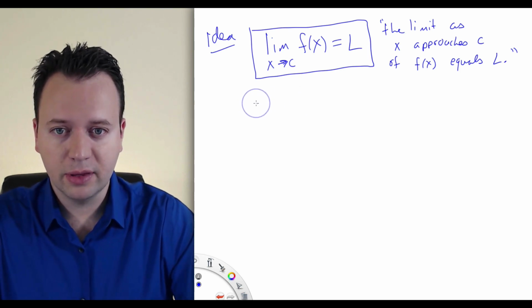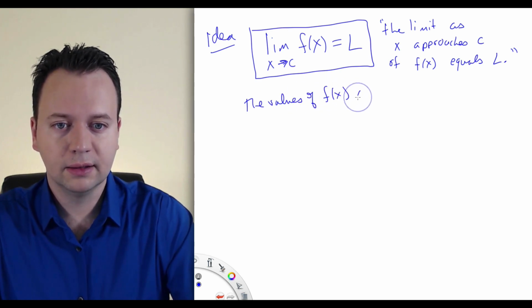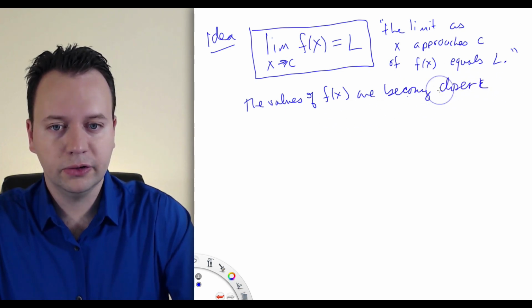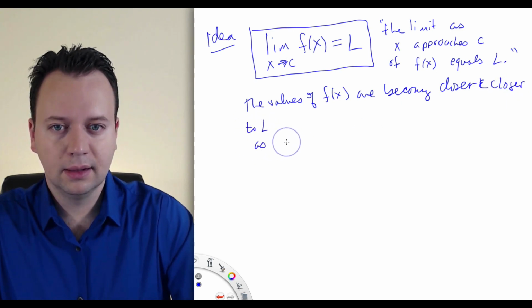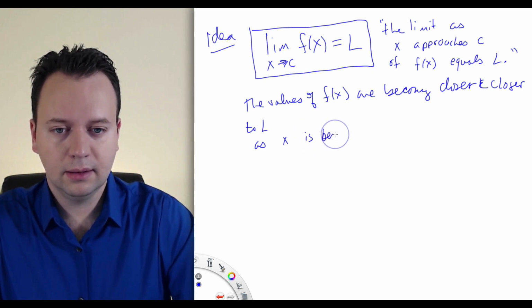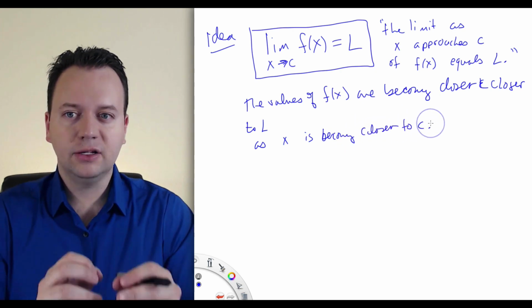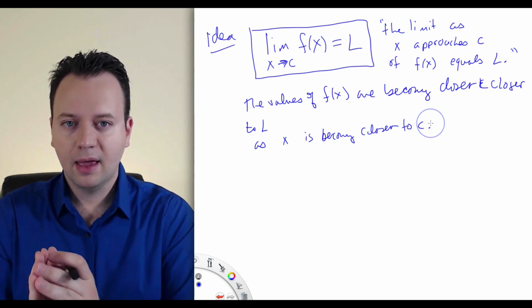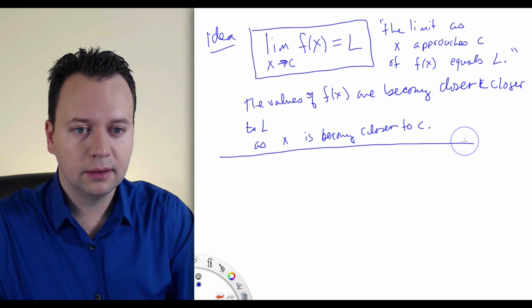So this means, let me write that down, the values of f of x are becoming closer and closer to L as x is becoming closer to c. So basically, as you move the value of the inputs closer and closer to the point c, the outputs are approaching the number L. Now, there's a few things that should be noted.